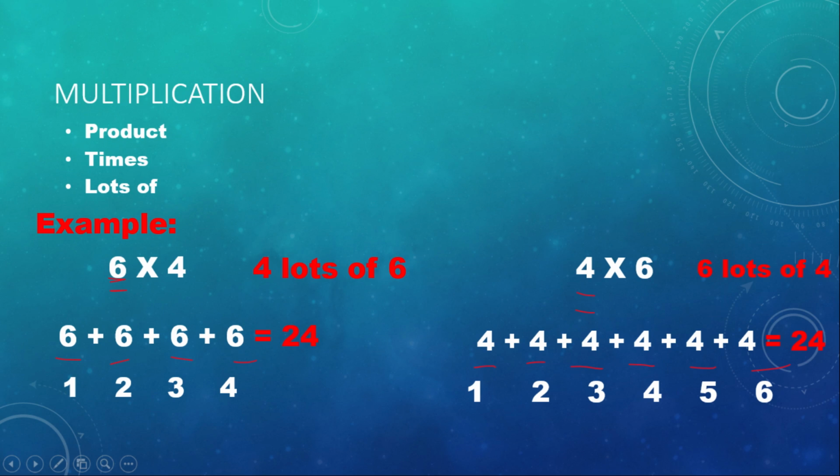This basically means that 6 added together 4 times is equivalent to 6 multiplied by 4. It can also be written out as 4 times 6, which is 4 lots of 6. 4 added together 6 times will give you the same answer.